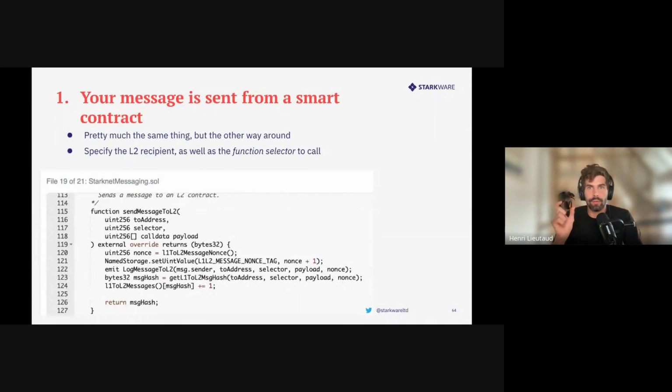And you need to specify its selector so that when it is executed on L2, the message knows which function to trigger. So you specify which contract you want to call, which function you want to call on that contract, and what the payload should be.